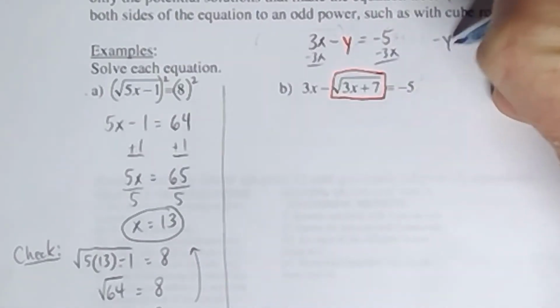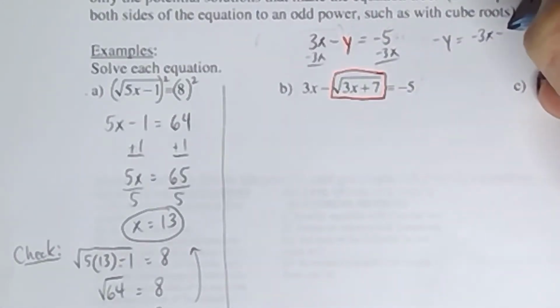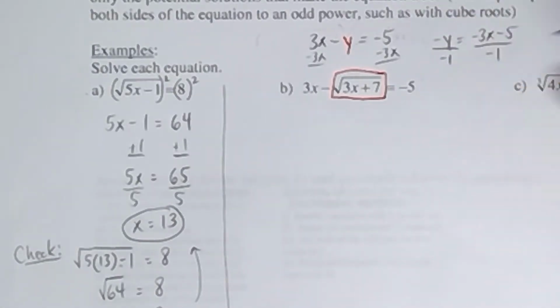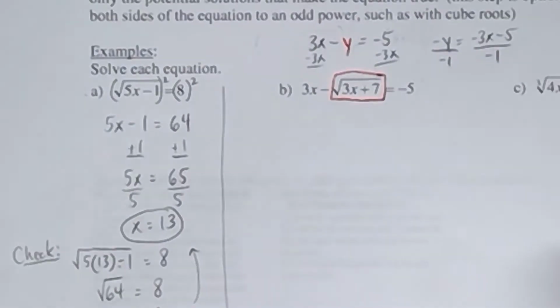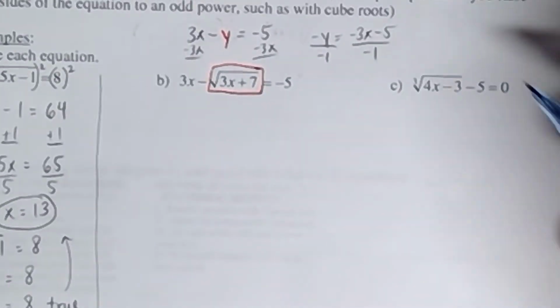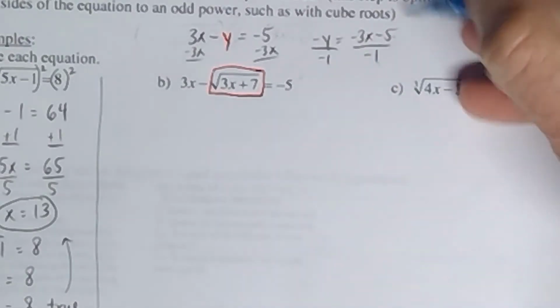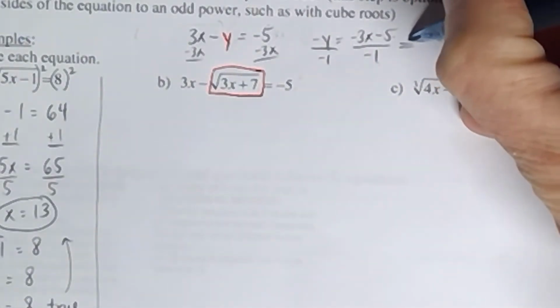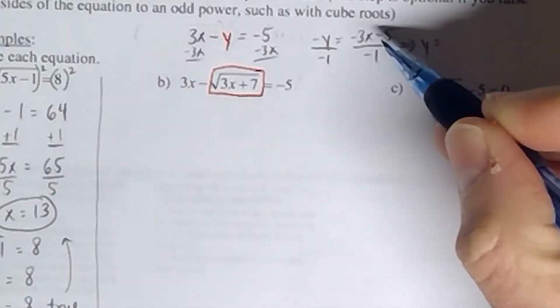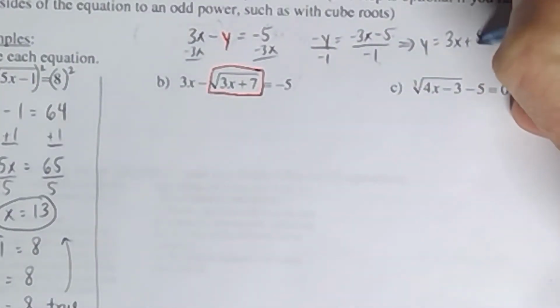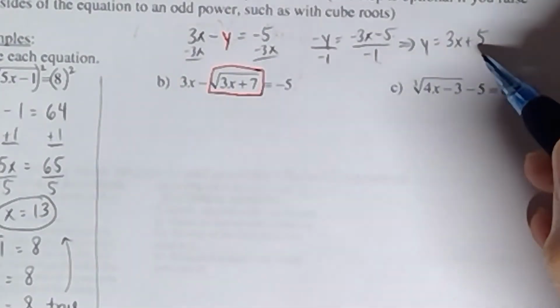I get -y is equal to -3x minus 5. And then I divide out the -1. We did this back in Chapter 2 when we were doing y equal to mx plus b, those problems. And then we divided both of these individually by the -1. And whenever you divide by -1, that just changes the sign of what you're dividing into. So that would be y equal to positive 3x, positive 5.